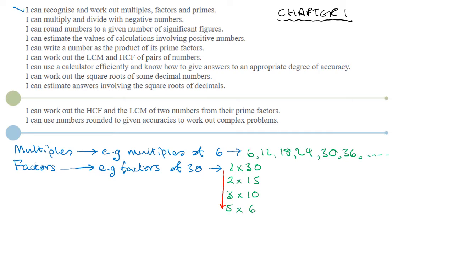So now I can just write the numbers I've written down. So 1, 2, 3, 5, 6, 10, 15 and 30. So here, these are all the factors of 30, and I use the multiplications to help me.